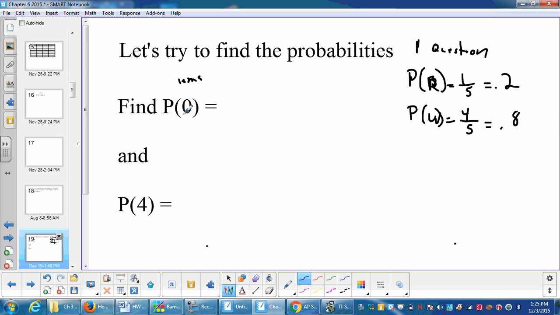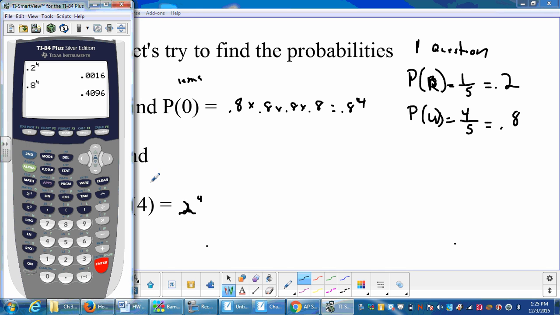So the probability that I got none of them right, I got everything wrong. I got the first one wrong, the second one wrong, the third one wrong, and the fourth one wrong. So that's 0.8 to the fourth. Now I want to figure out the probability I got all 4 of them right. So that's 0.2 times 0.2 times 0.2 times 0.2. Let's just save some time and write 0.2 to the fourth.